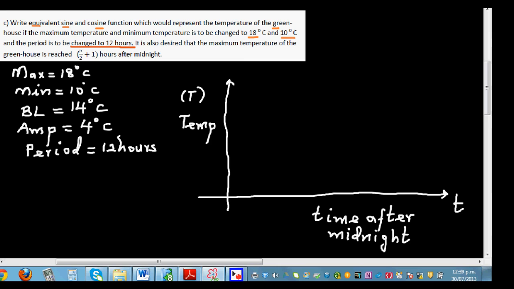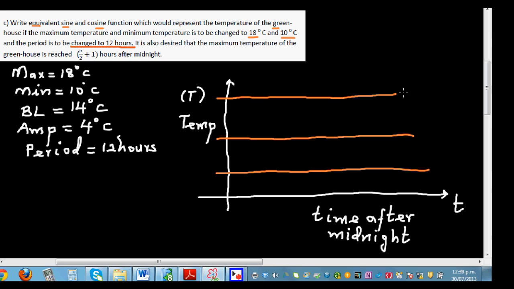So let me draw the baseline. This is the maximum, this is the baseline, and this is the minimum. Always sketch. Once you draw the graph, it's very easy to write the equation. So the minimum is 10, I'm only writing 10, this is 18, and this is 14.